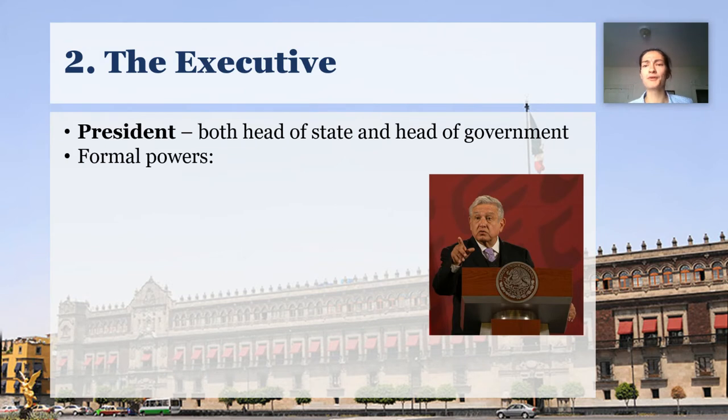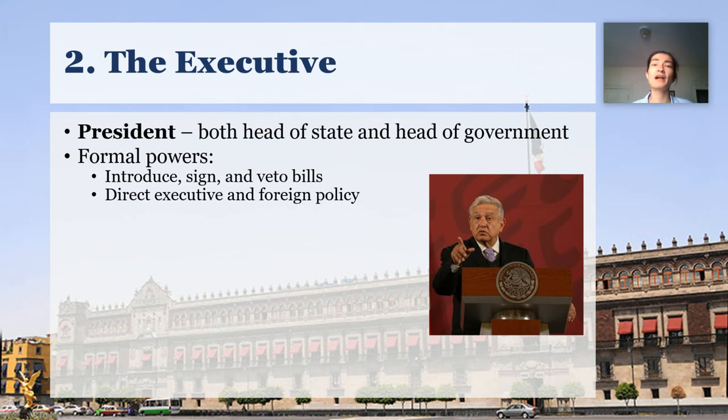The formal powers of the executive include he can introduce bills directly in the legislature. He has to sign them if they're going to become law. And of course, the president has the right to veto bills that are passed by the legislature if he doesn't want them to become law. The president also, as head of government, directs both executive and foreign policy. So he oversees the cabinet, he oversees the running of Mexico's extensive bureaucracy, and he sets the direction of the country in its relations with other countries.